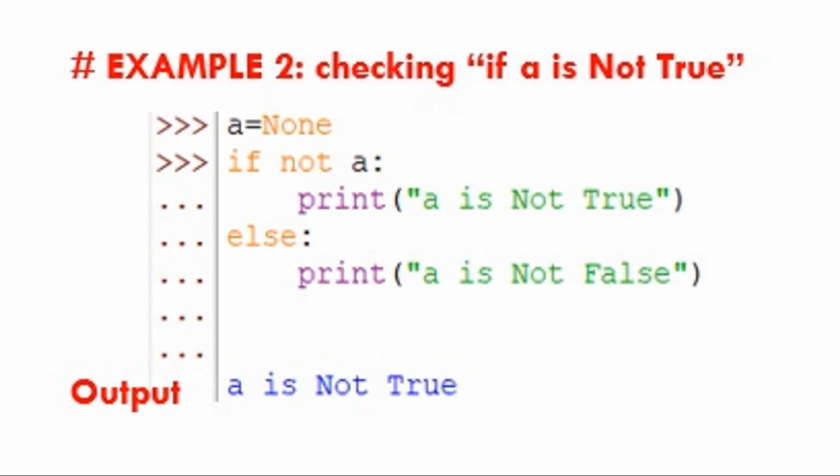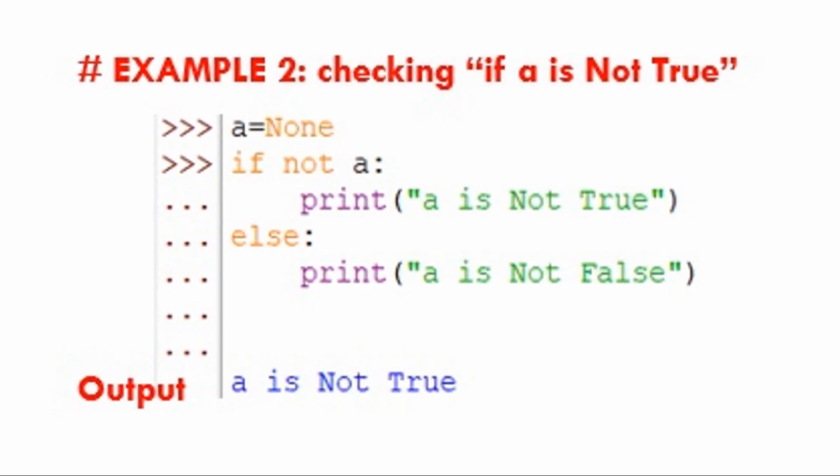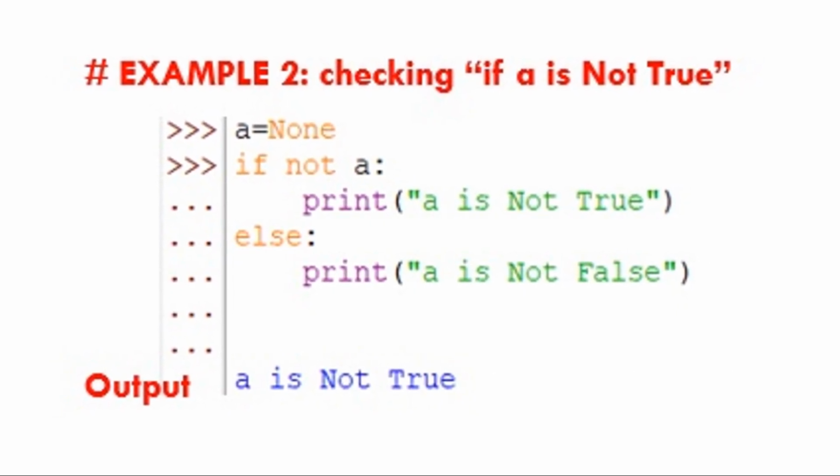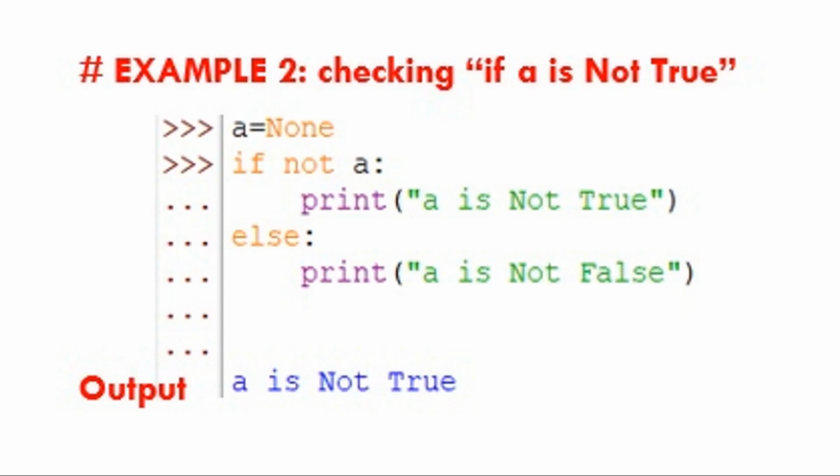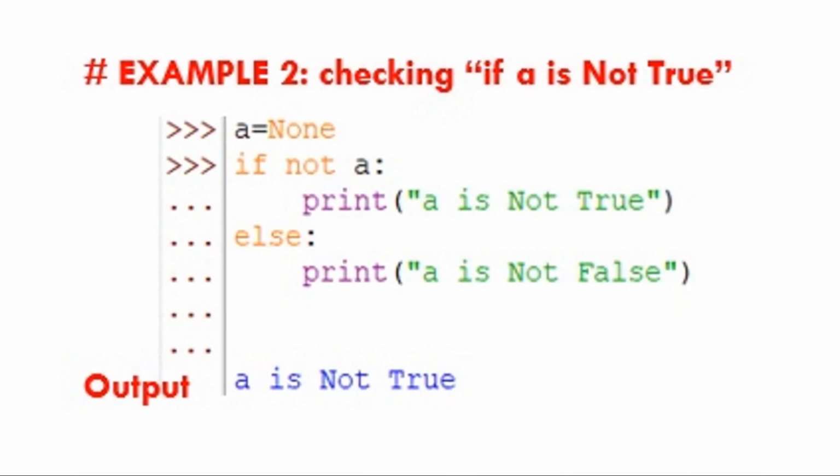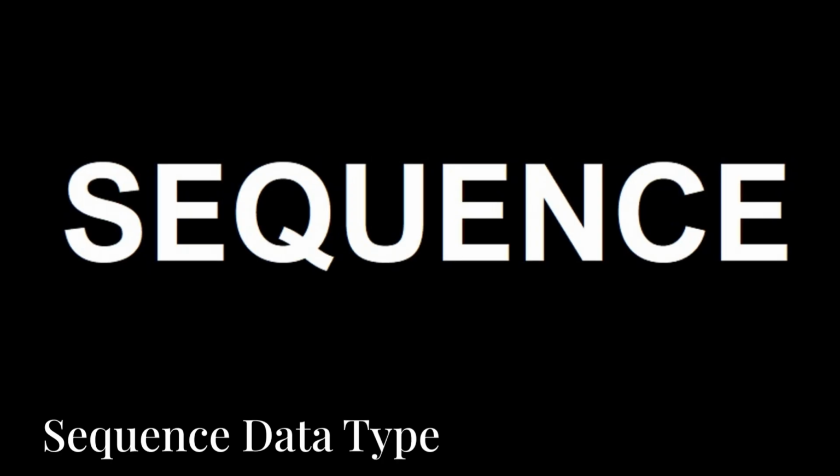Example 2, checking if A is not true. Here the variable A is declared as none, then it's checked if A is not true. Yes, A is not true, so it prints the statement in the if block.